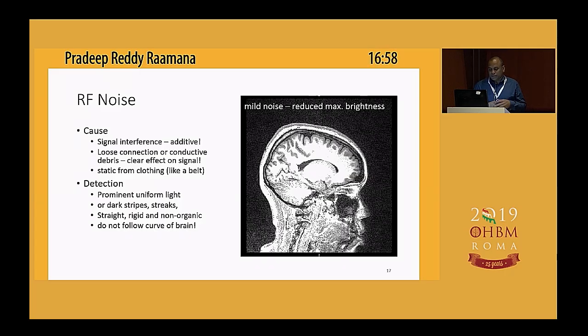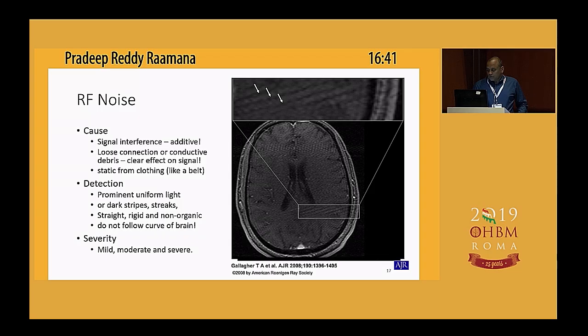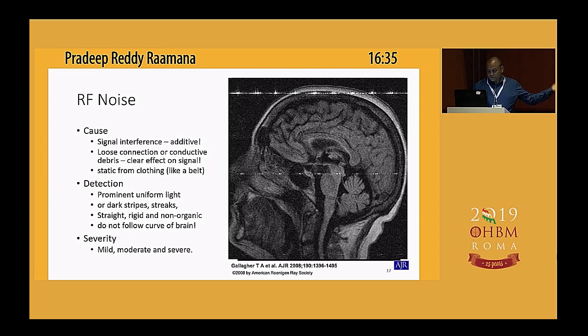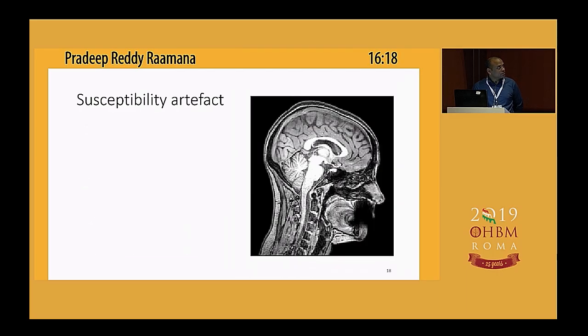So it's usually straight and rigid, not organic. It does not follow the curve of the brain, unlike the other ones I described just a few minutes ago. There are different levels of severity for this too. I'll give you more examples now. For example, this is pretty bad. This is another really bad artifact. These are the streaks that you might see. Usually when you see something like this, it might look localized, but I would think it's just the tip of the iceberg, so you want to look for other signs of issues in the data too. This is another example of lots of noise.